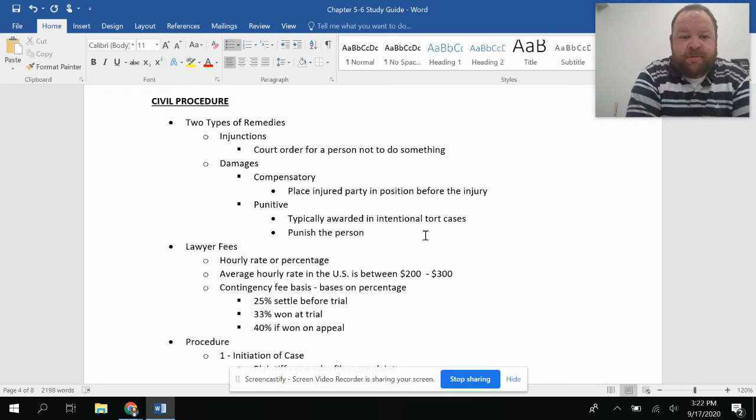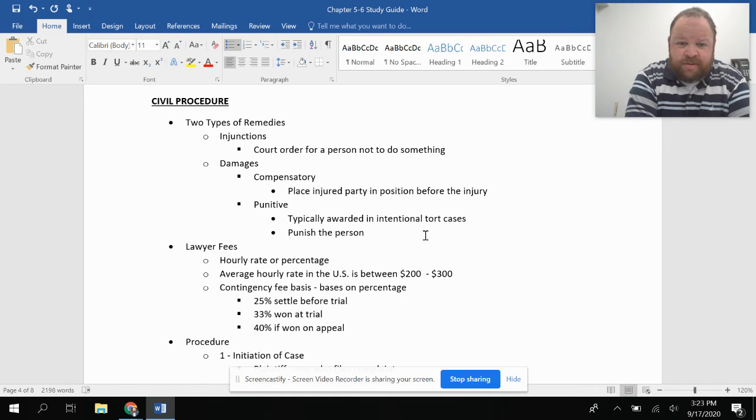So there's 2 types of remedies in a civil procedure. You have injunctions, which is the court orders a person not to do something. So simply a court stepping in, slapping you on the wrist, saying you do it again, and you're going to have more severe consequences. Those consequences normally come in as damages.